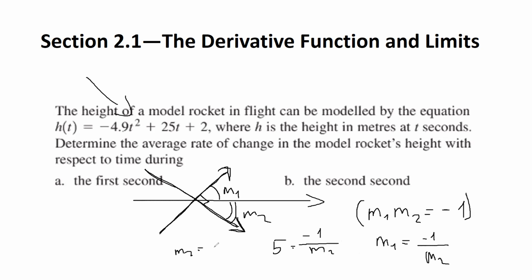m2 is going to be equal to -1 divided by 5. Do you see that? Multiplying by m2 on both sides, then dividing by 5 on both sides. That's how I do it. Okay, so write this formula down.